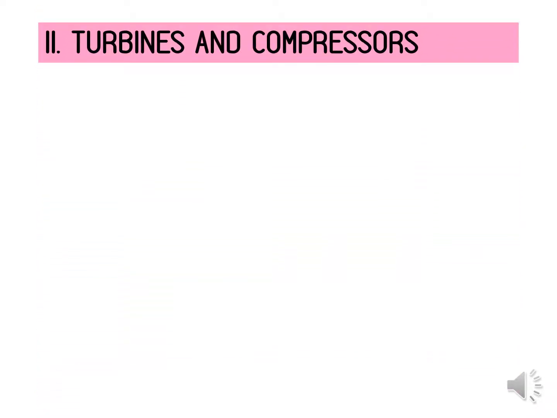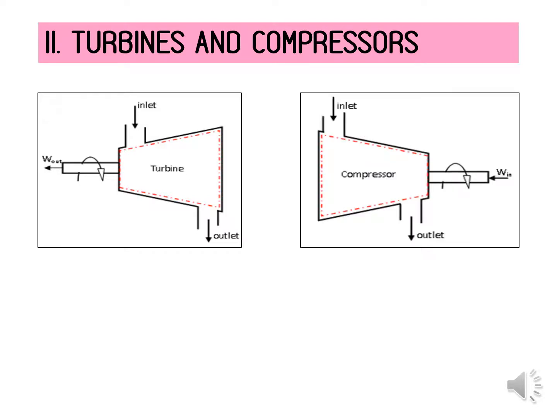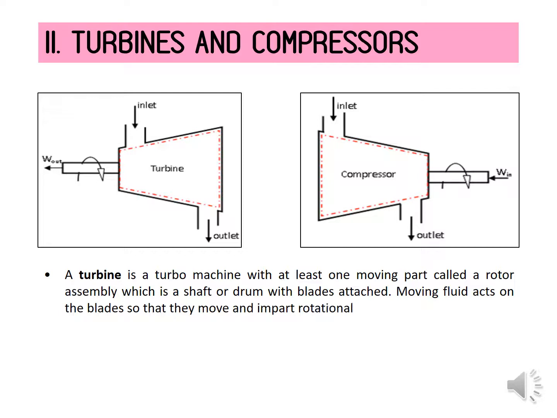Turbines and compressors. A turbine is a turbomachine with at least one moving part called a rotor assembly, which is a shaft or drum with blades attached. Moving fluid acts on the blades so that they move and impart rotational energy to the rotor.